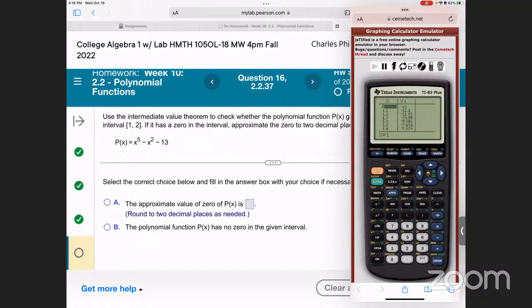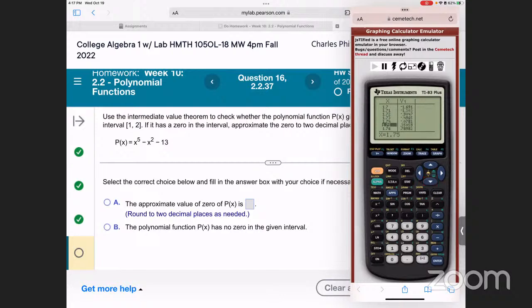So if I go to my table, we want to see when we can see a sign change. There's a sign change between 1.7 and 1.8. So now we're going to have the table start at 1.7 and zoom in, changing by 0.01. I'm going to go to table set. We wanted to start at 1.7, but now change by 0.01. Now if we go back to the table, we're looking for our sign change. The next sign change is between 1.74 and 1.75.